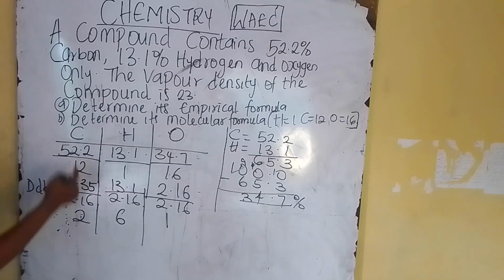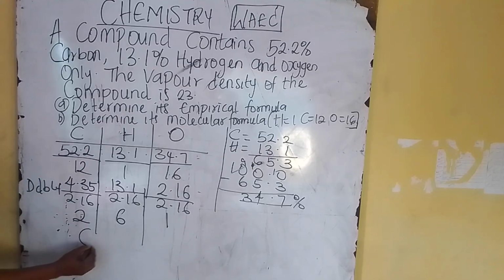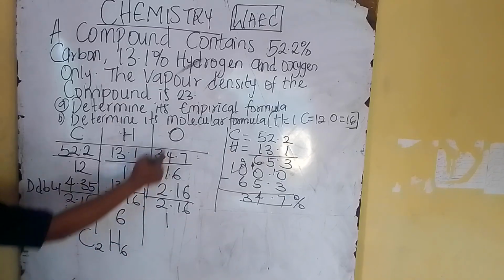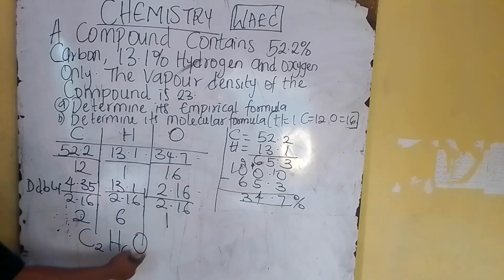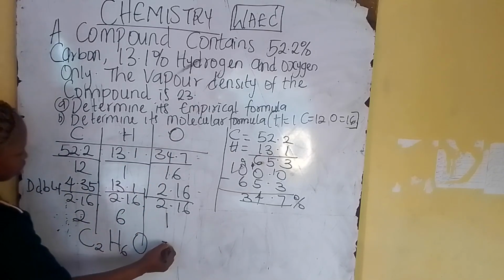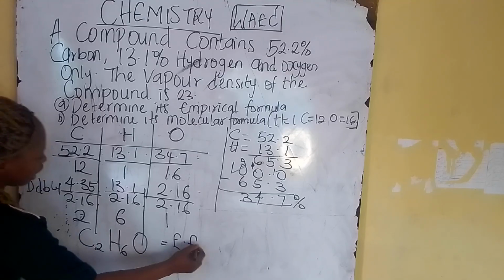So therefore, carbon is having 2 atoms, C2. Hydrogen is having 6, H6. Oxygen is having 1, which is the same as nothing. So this is your empirical formula.